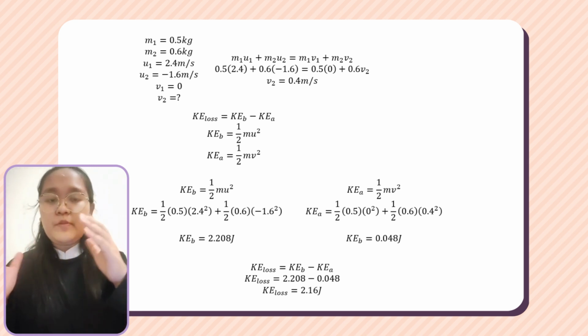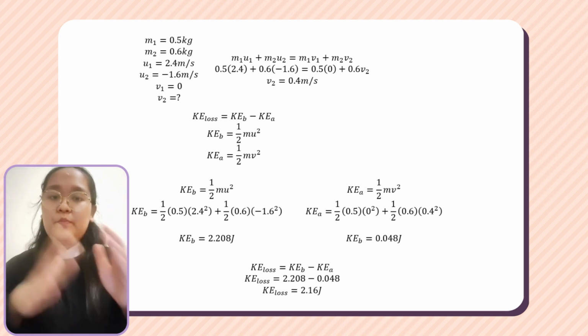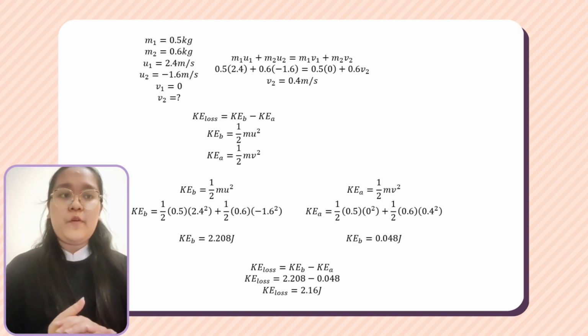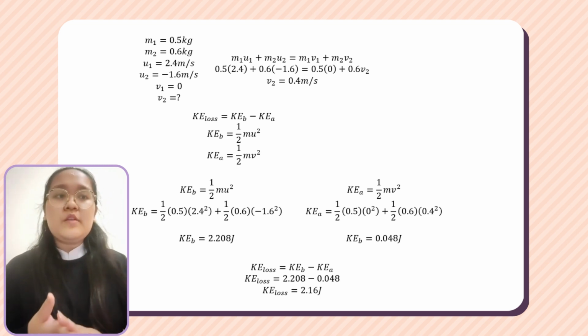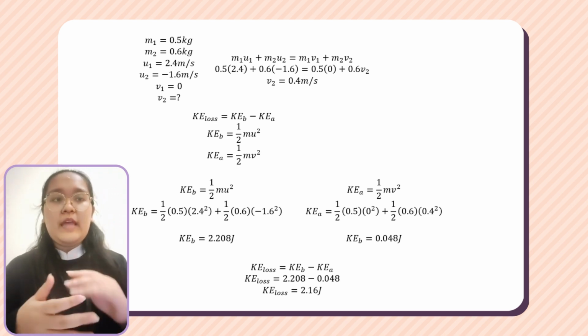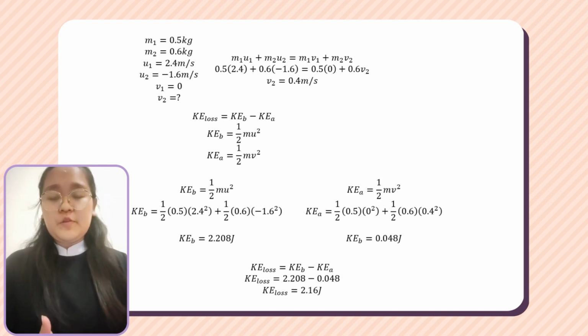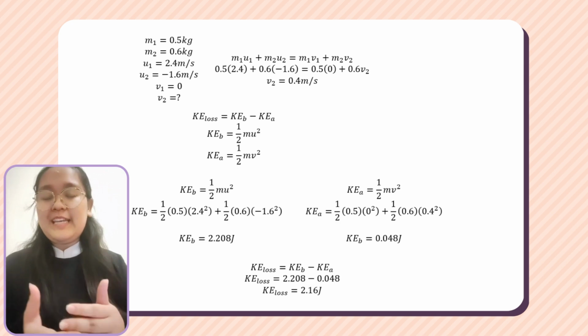So we just substitute all the information that we get from the question into the formula, which is 0.5 times 2.4 plus 0.6 times negative 1.6 equals 0.5 times 0 plus 0.6 times V2. And then our V2 equals 0.4 meters per second. After we got our V2, we move to our main objective, which is to find our kinetic energy loss.